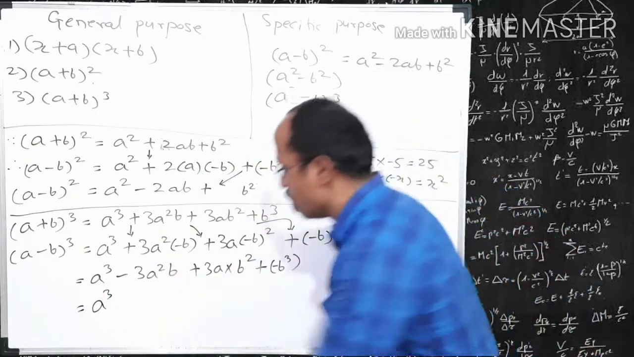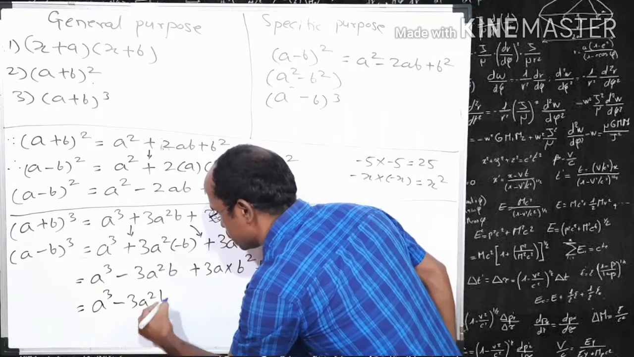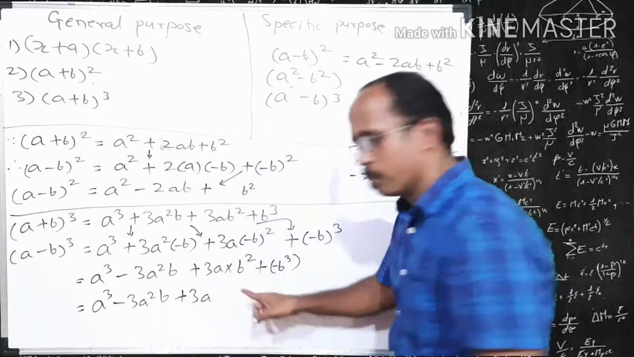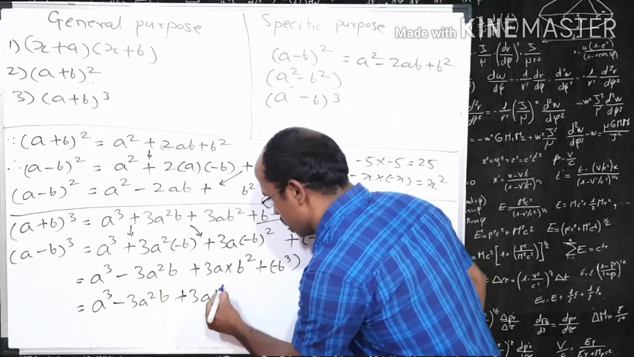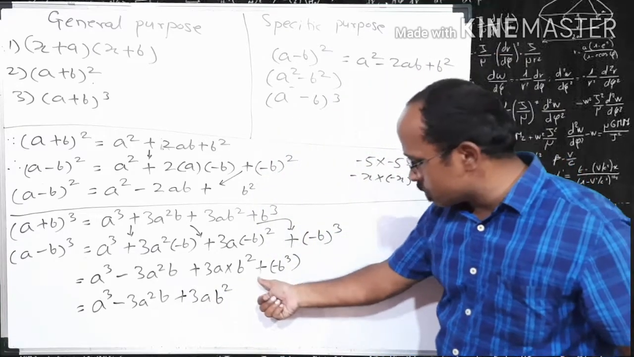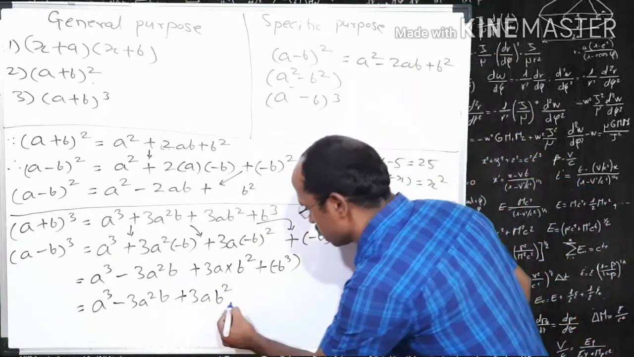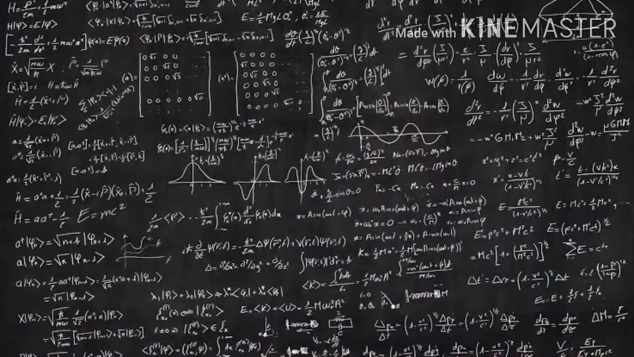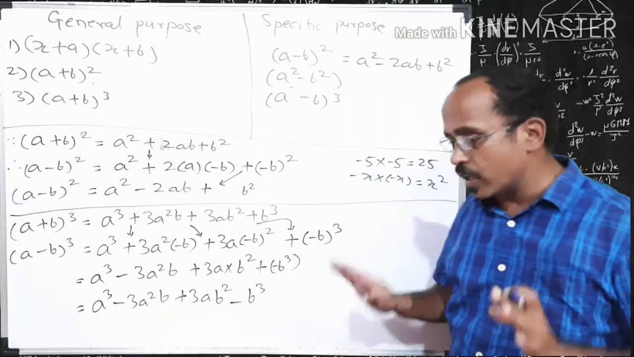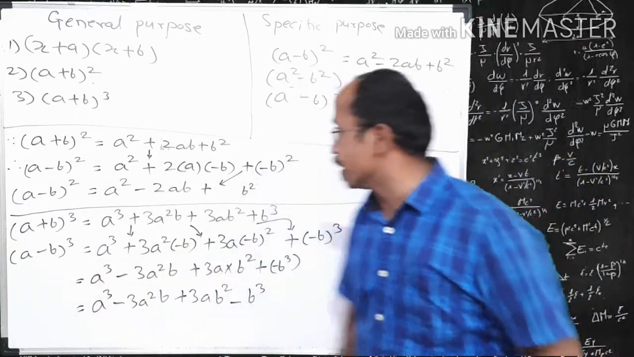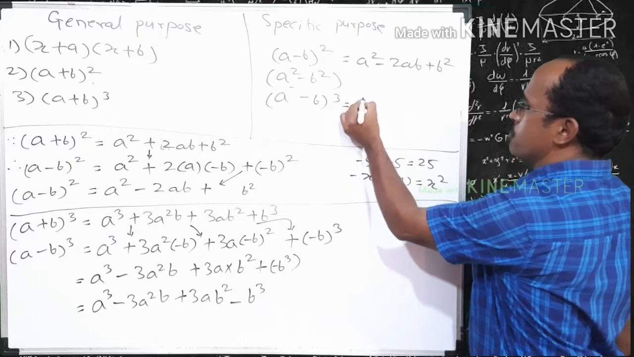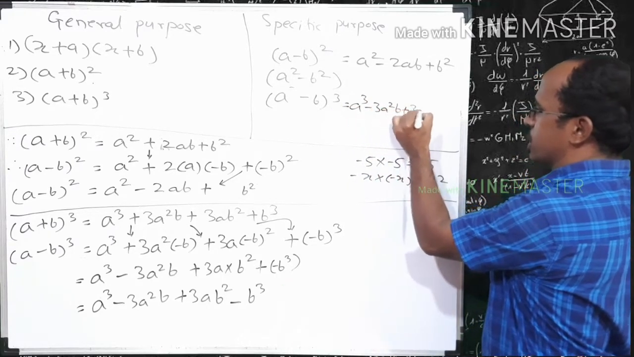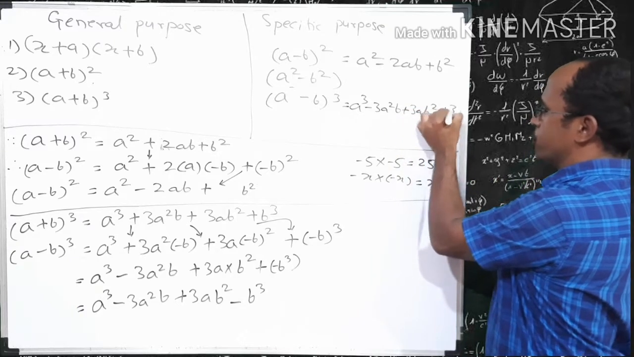Once again, according to Bodmas, if we keep on solving, it will be a cube as it is, minus 3a square b, plus 3a into plus b square is equal to plus 3ab square. Plus minus will be minus in case of bracket removal, so that equals minus b cube. Hence we have derived the formula of a minus b cube, which equals a cube minus 3a square b plus 3ab square minus b cube.